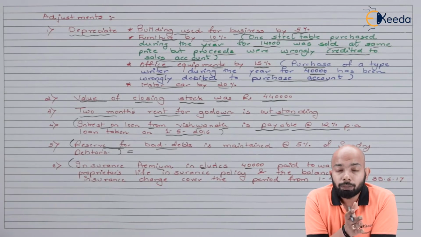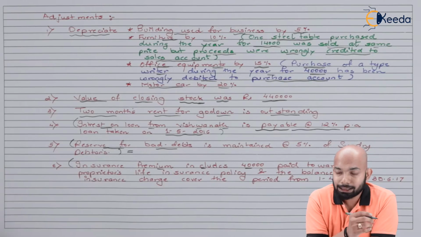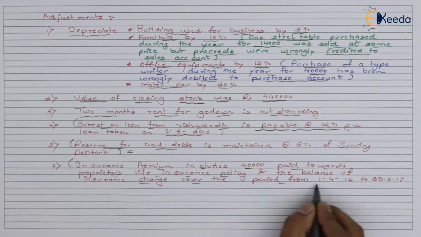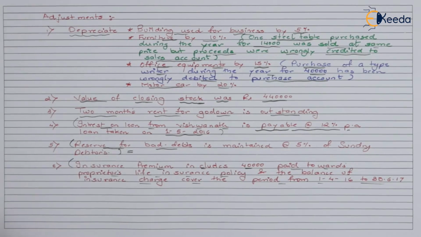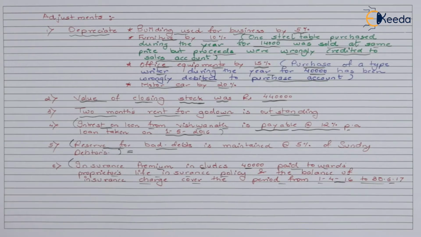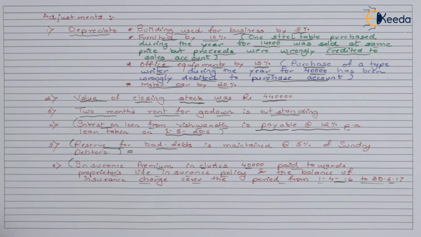Now, insurance premium, which was paid for 40,000, includes certain details. Insurance premium was paid for 40,000, which was mentioned in the trial balance. This includes two specific things. One, that is paid for the proprietor's life insurance policy, and the balance covers the charge from a specific date. Let's read out that date for you. It covers the charge from 1st of April 2016 until 30th of June 2017. That means 3 months after the specific financial year that we are closing. So, this is the adjustment that is mentioned, and this is the most critical adjustment that we have to look into.